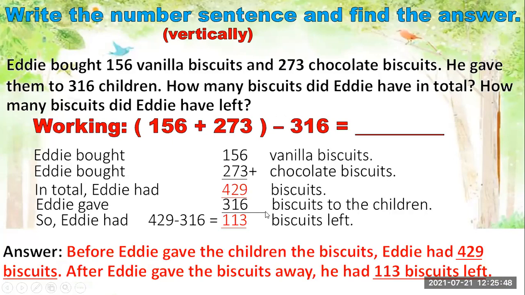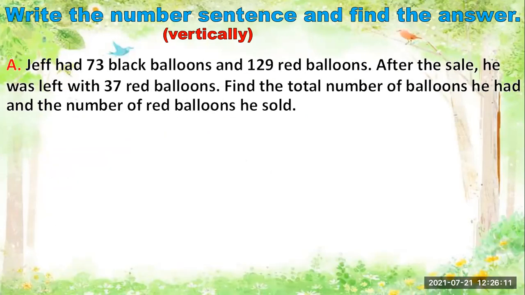And the second example is about Eddie, who bought 156 vanilla biscuits and 273 chocolate biscuits. So he gave them to 316 children. And how many biscuits did Eddie have in total? So how many biscuits did Eddie have left? So as you can see here, in total Eddie had 429 biscuits and Eddie had 113 biscuits left.